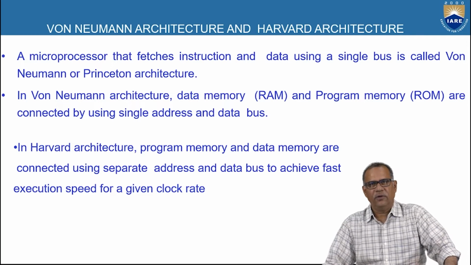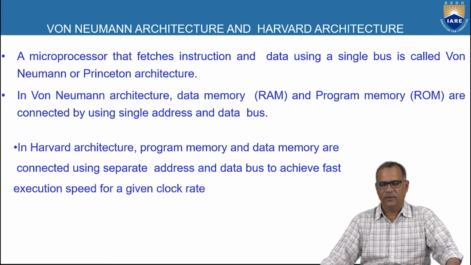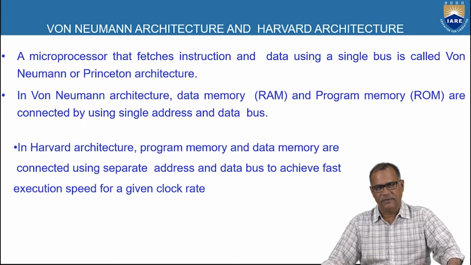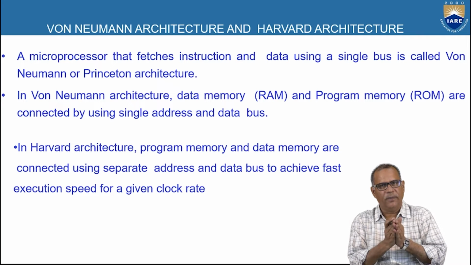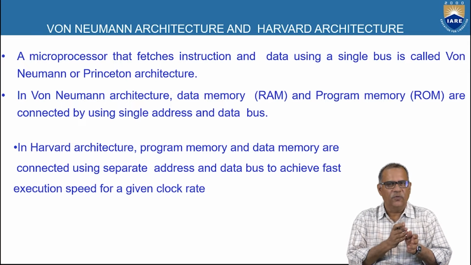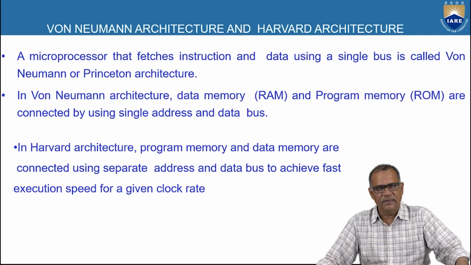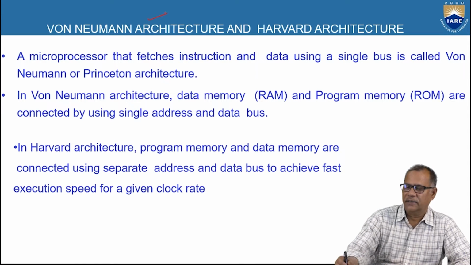Now these microprocessors or microcontrollers are configured into 2 different architectures: von Neumann architecture and Harvard architecture. Both the microprocessor and microcontroller have program memory and data memory. So how they are connected with the CPU? Based on that, the configuration is classified into von Neumann architecture and Harvard architecture.